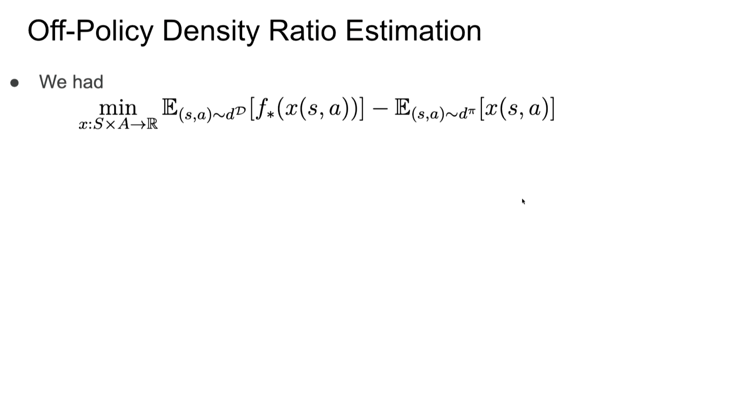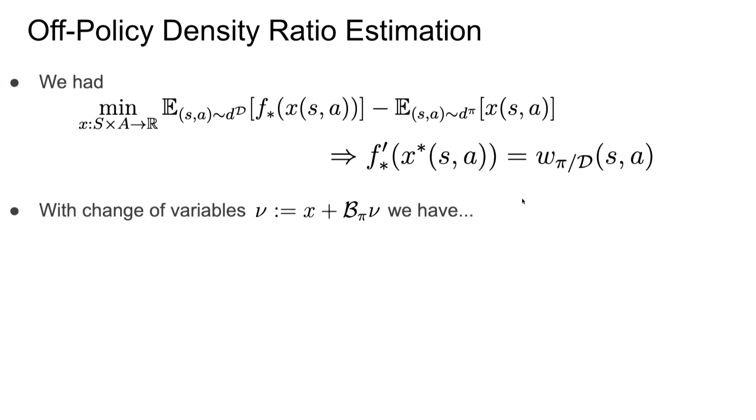So what we're going to do is use that here. Before, we had the variational form of the F divergence, which has this nice property that the optimal x is going to give us an expression for the density ratios. And now we're going to write this optimization again, but in terms of new values.